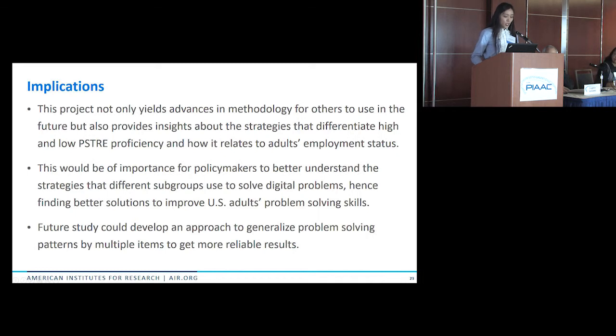Future study could develop approaches to generalize these problem-solving patterns to multiple items so that we could obtain more reliable results. This is one of the challenges in analyzing process data because the actions themselves are different across multiple items, so it's hard to generalize your findings. One way we found to solve this is to use number of actions and response time in this study, but there are definitely other measures that could be developed to obtain more reliable results.